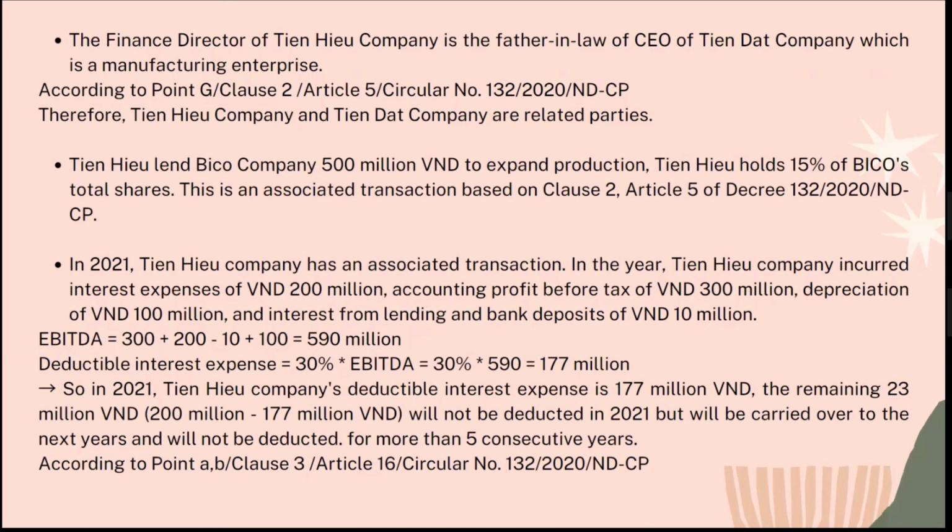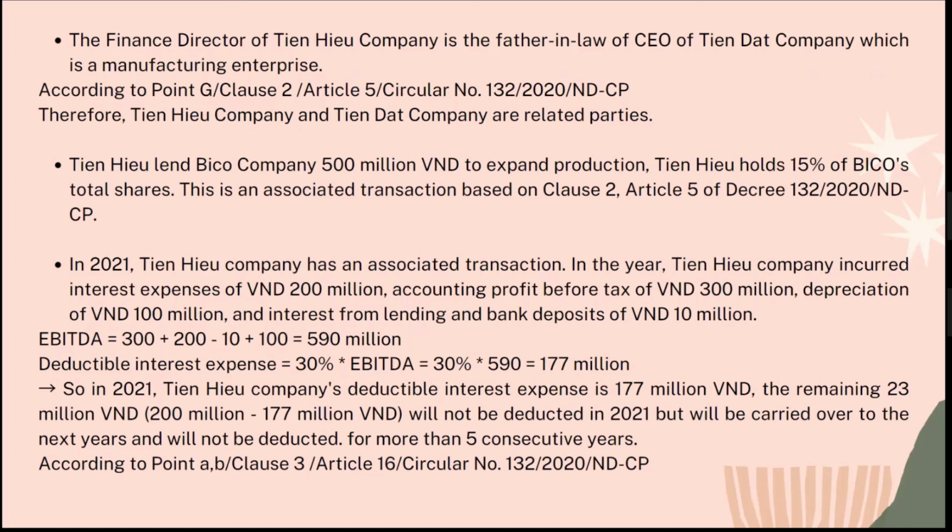Thiện Hiếu lent BICO Company 500 million VND to expand production. Thiện Hiếu holds 15% of BICO's total shares. This is an associated transaction based on Clause 2, Article 5 of the decree. And the next case: in 2021, Thiện Hiếu Company incurred interest expenses of 200 million VND, accounting profit before tax of 300 million VND, depreciation of 100 million VND, and interest from lending and bank deposits of 10 million VND.